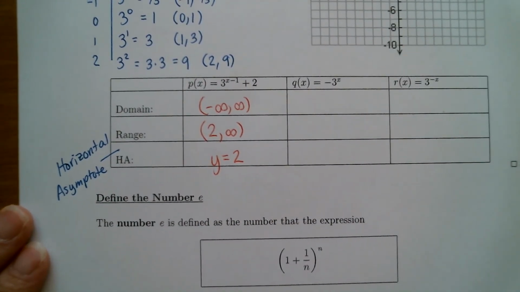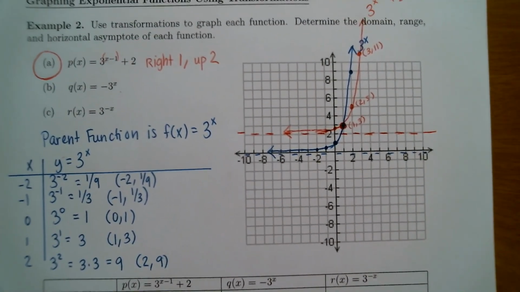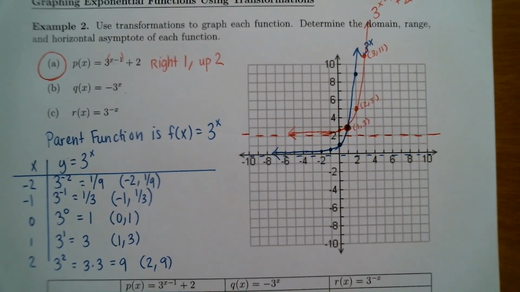So these are the attributes of that graph. That's your graph, and now we will move on and do the next one.